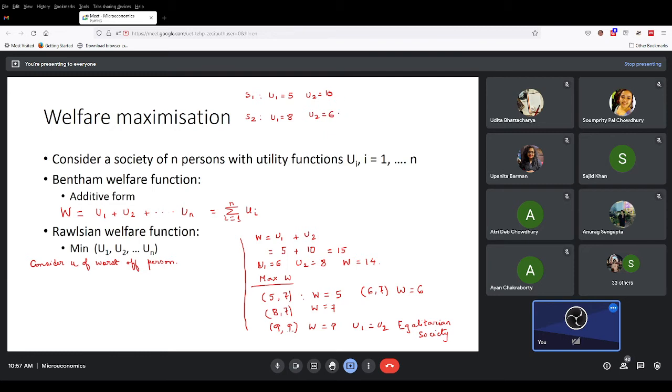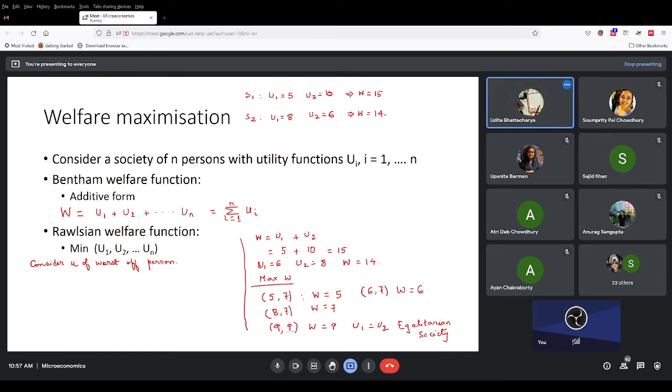In which state is social welfare maximized? So state 2. What is the welfare in this case? So first case 15. 15. And second case? 14. So why is welfare maximized over here?